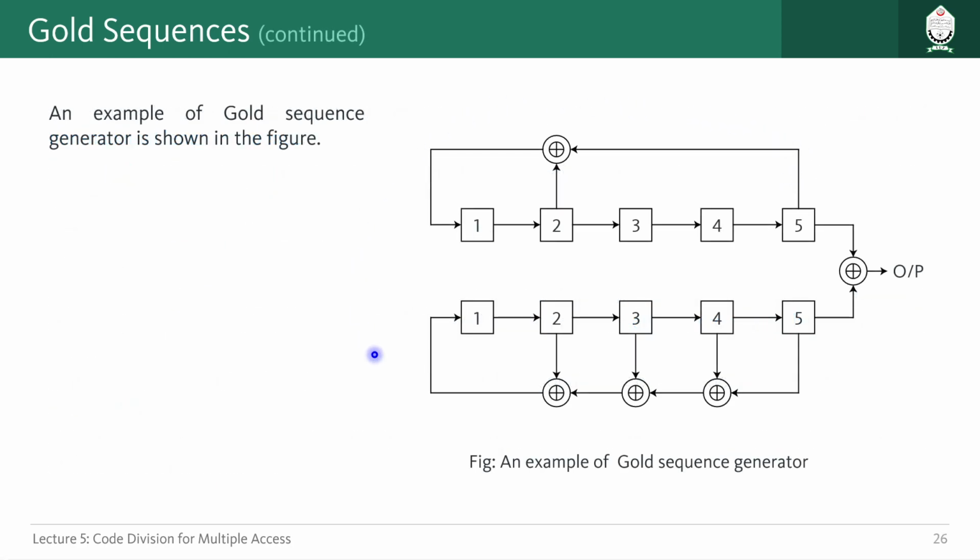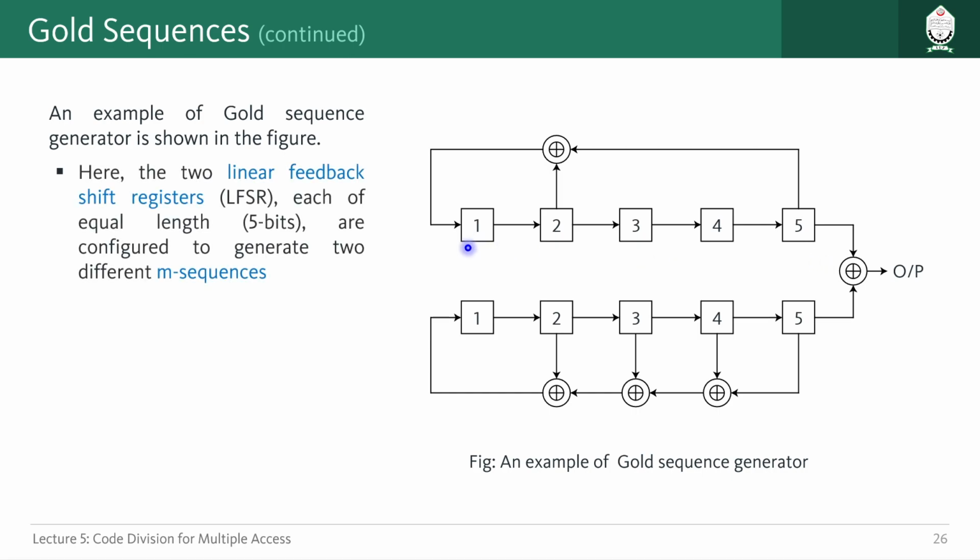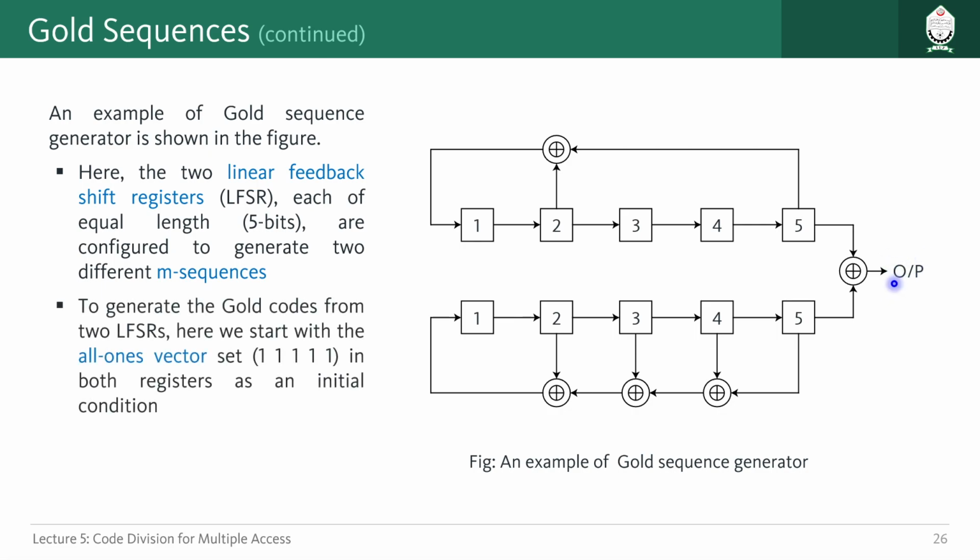So here you can see an example of a Gold sequence generator. Already you can understand this is built using two linear feedback shift registers. Each of them has a length of 5 bits, right? So a 5-bit shift register with some feedback. These two circuits are connected using this XOR gate, and finally we get the output signal, right? For this particular circuit, initially we take the initial condition as 1 1 1 1 1, so all ones for this LFSR and this LFSR as well.